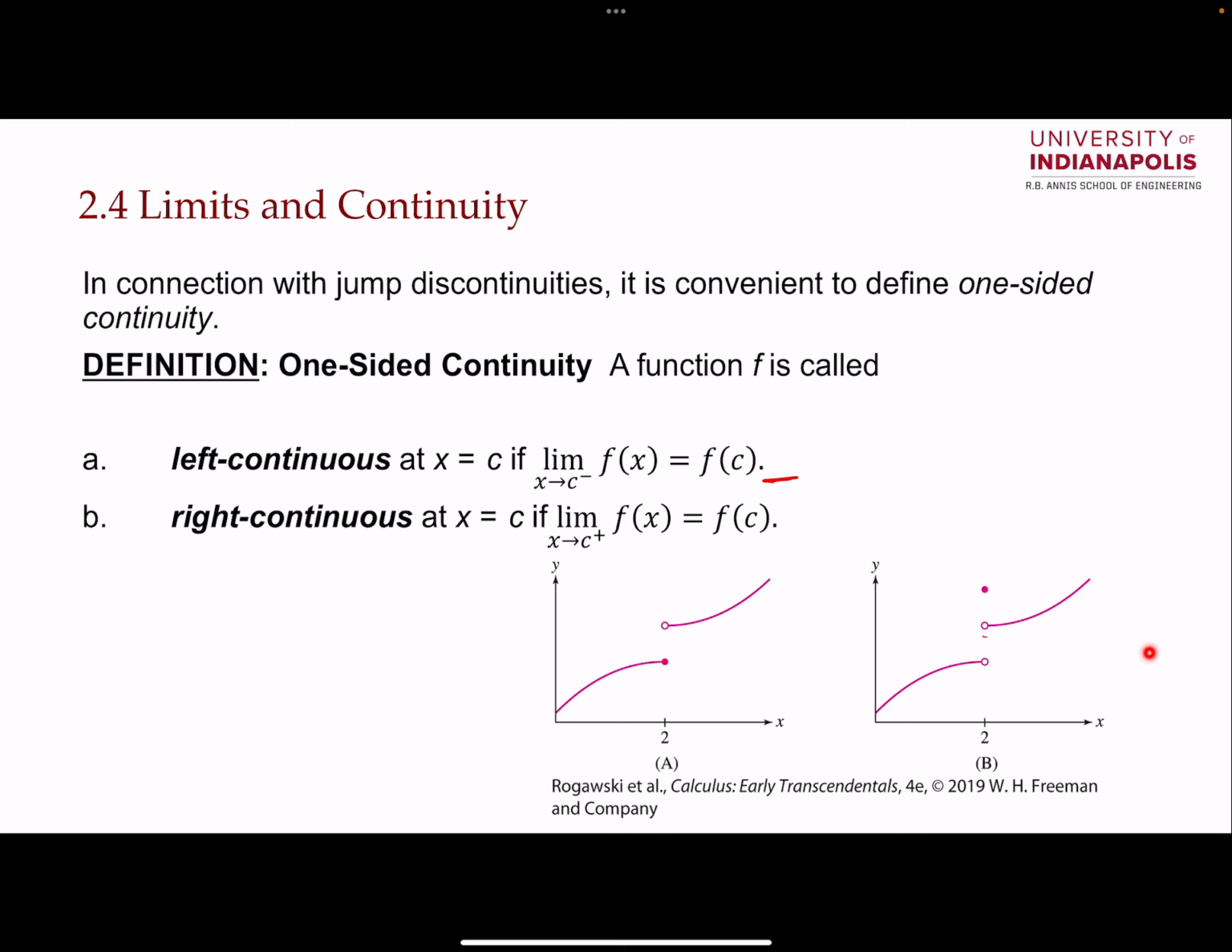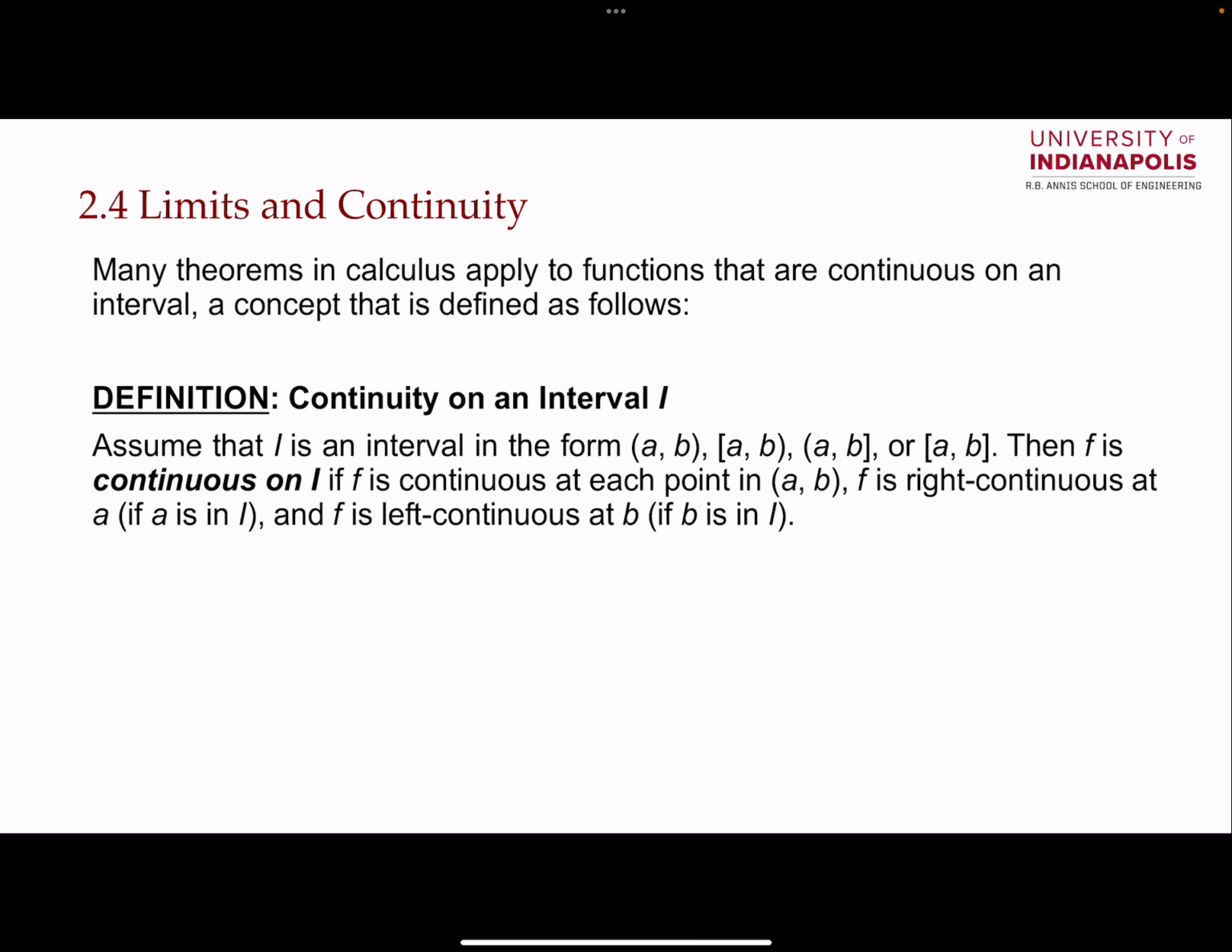One-sided discontinuity. One-sided continuity, I'm sorry. And then continuity on an interval. What does that mean? If you have any interval (a, b), and if the function is continuous throughout this interval, at each and every point, that means we can say that f is continuous on I. Continuity is defined in an interval.